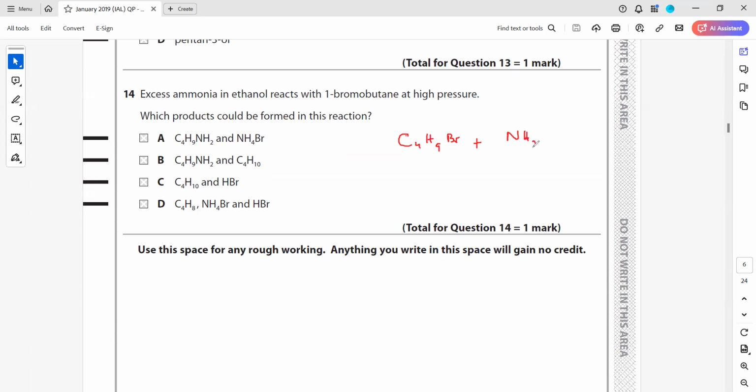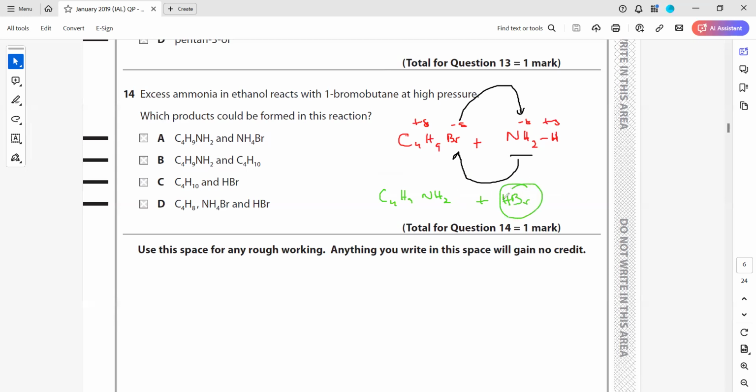Ammonia is NH3, in which N is partial negative and H is partial positive, and here bromine is partial negative and carbon is partial positive. Now, when the reaction happens, it's a substitution reaction, so NH2 will take the position of Br and Br will take the position of NH2. As a result, the first product will be C4H9NH2, an amine, butylamine, plus hydrogen bromide, HBr.